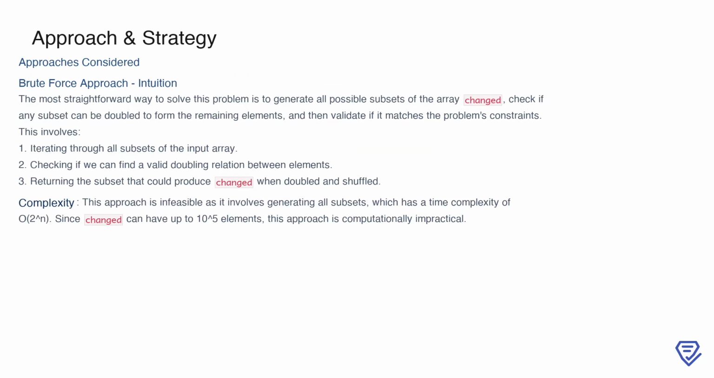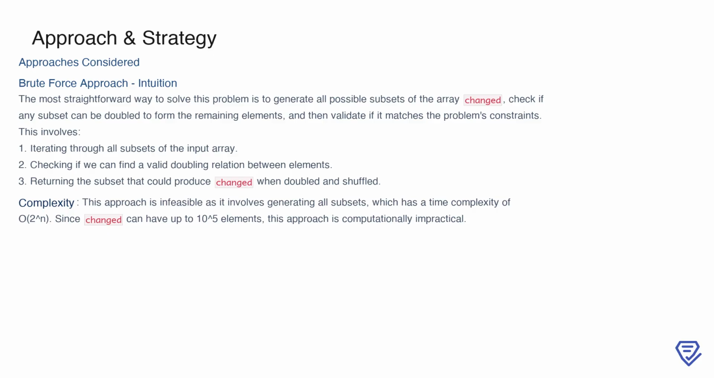To start, let's think about the most straightforward way to approach this problem: a brute force solution. The idea here is to generate all possible subsets of the array and check if any of these subsets, when doubled and shuffled, can reproduce the original input array changed. This involves iterating through every subset, finding a valid doubling relationship, and checking if the constraints of the problem are satisfied. However, while this approach is intuitive, it's computationally impractical.